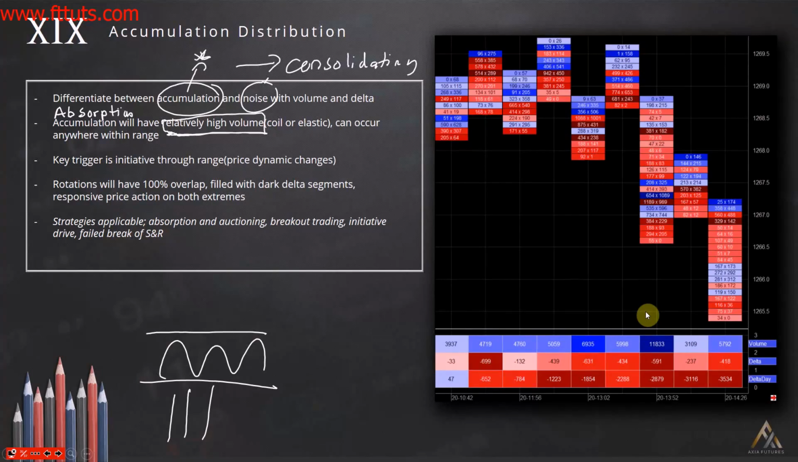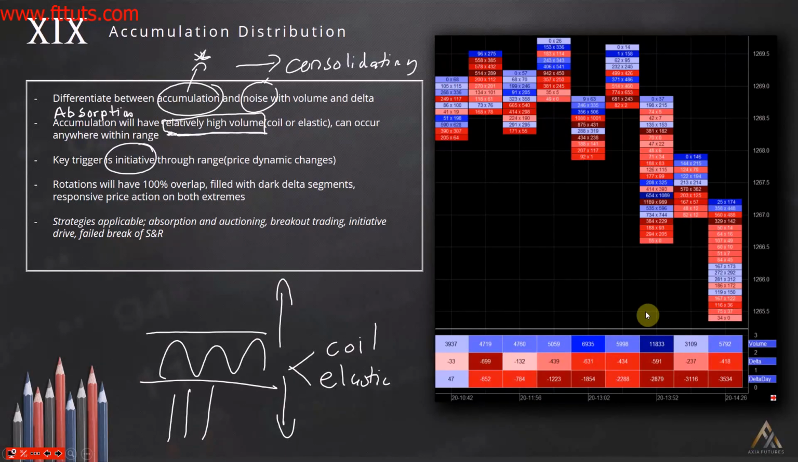Now, as we get this process of accumulation, we call this coiling, or an elastic. It's a bit like when you start pulling an elastic back further and further, eventually that elastic is going to snap. So when you see this process of accumulation or absorption on high volume, this coil eventually needs to trigger a movement in one direction or the other. It's that trigger that we're very interested in because it provides very good initiative opportunities.